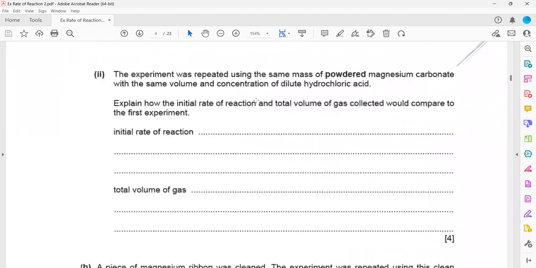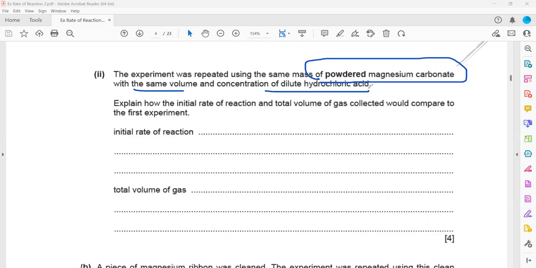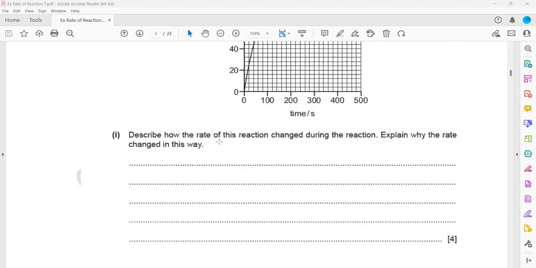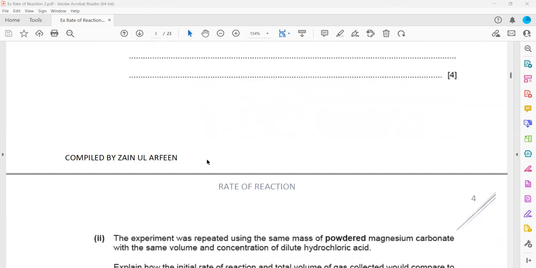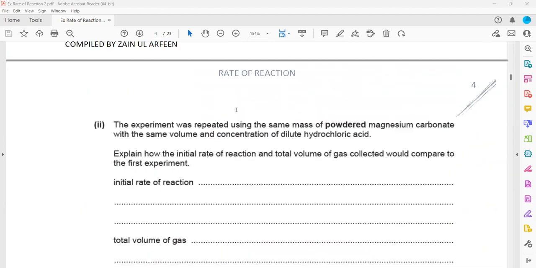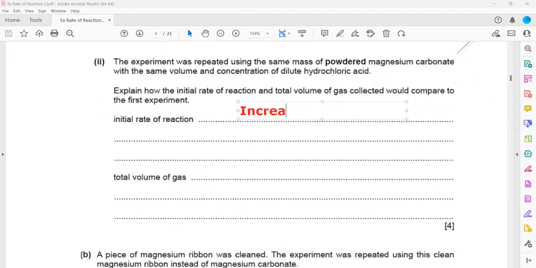The next part: the experiment was repeated using the same mass of powdered magnesium carbonate with the same volume and concentration of hydrochloric acid. We did not change anything, and the only thing we did is, first we had pieces, now we are using powdered magnesium carbonate. So powdered magnesium carbonate will react much faster. So the initial rate, or the starting rate, will increase. And what is the reason for that? Because the powder will have a large surface area.